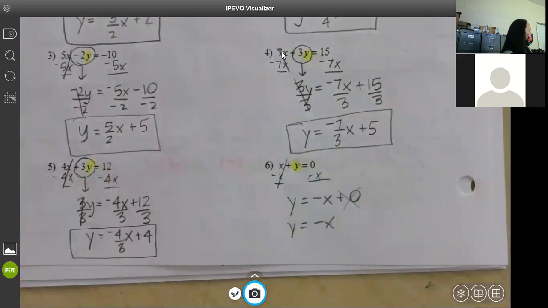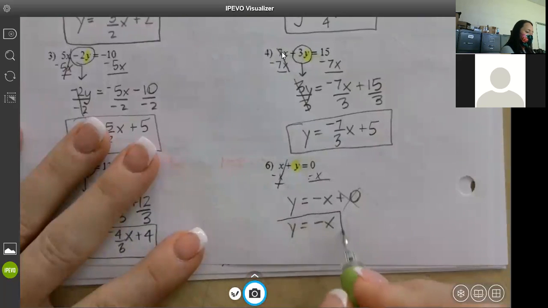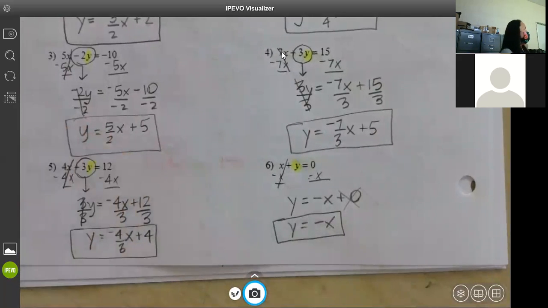Do I have anything to divide? Is there anything with y? No, we're done at that point. So if there's nothing with y, you don't have to do that. And that's it. Any questions?